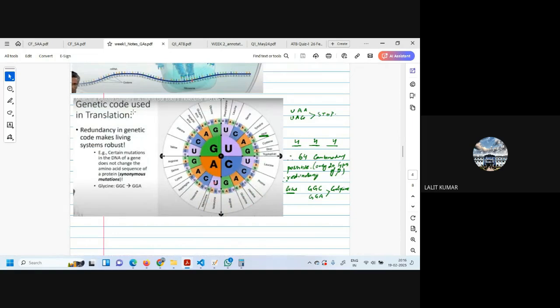Then the genetic code, used in translation. This question is there in the GA, and in both the PYQs. So how do these codes translate to various amino acids? It is like GA and then G, it will translate to this. If it is GCA or GCG, GCC, it will translate to this. So we can see that there is a lot of redundancy here. GCG, GCA, GCC, and GCU all correspond to the same amino acid.